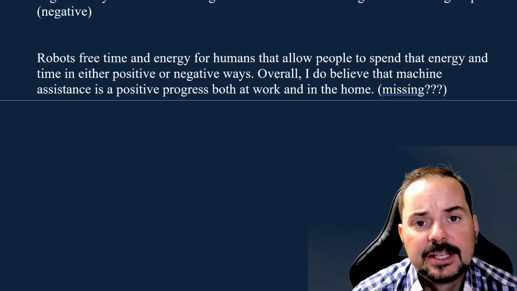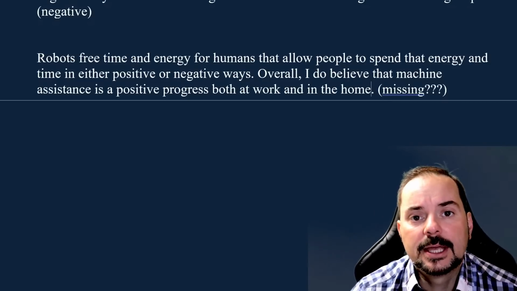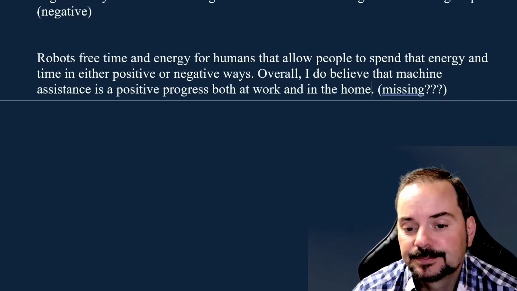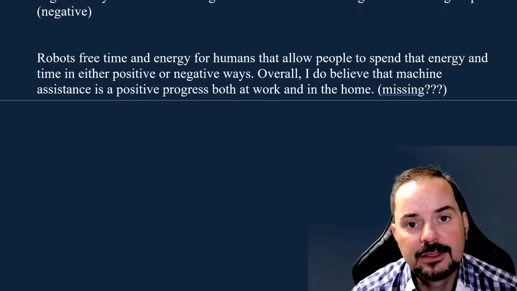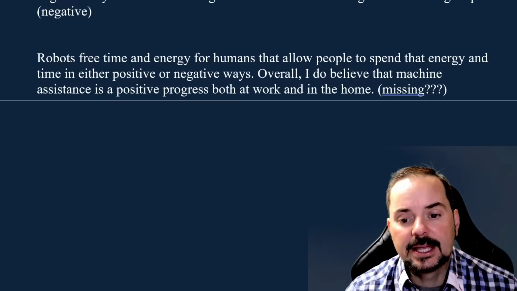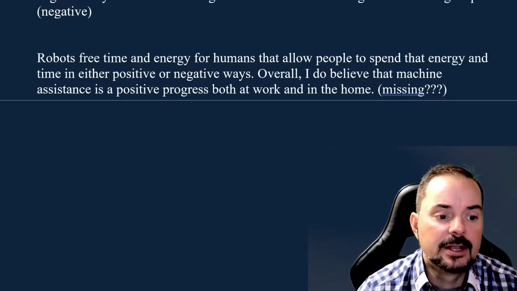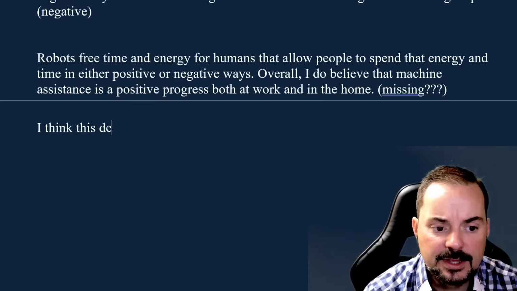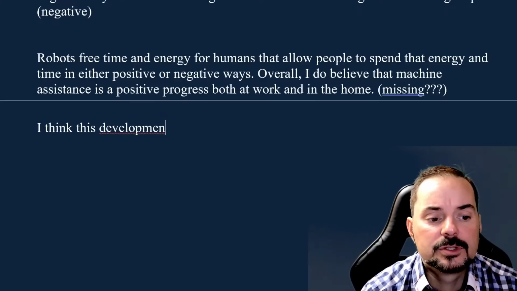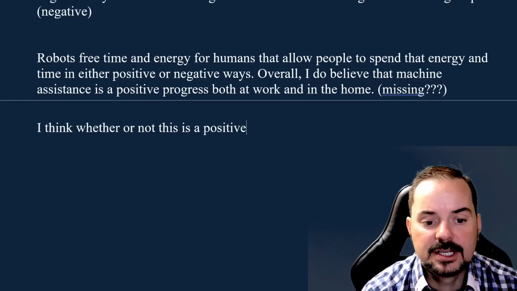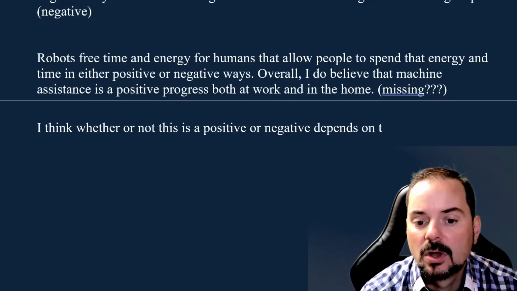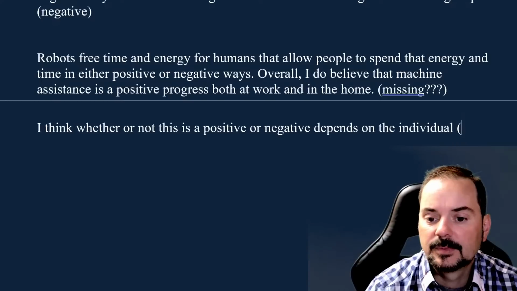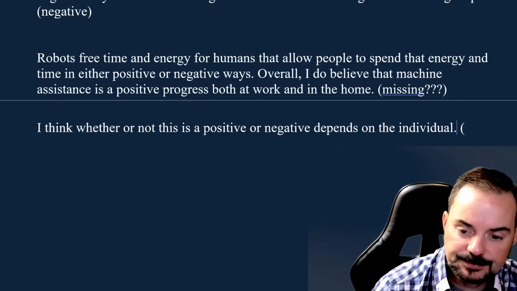I can visualize it and I have my complete thesis. Why do I say that? So why do I say that overall it's a positive progress? What do you think? So what am I thinking about here to make that statement that I think it's good? You should never write it depends. So a lot of students write, I think this development, so I think whether or not this is a positive or negative depends on the individual. This is bad, okay?